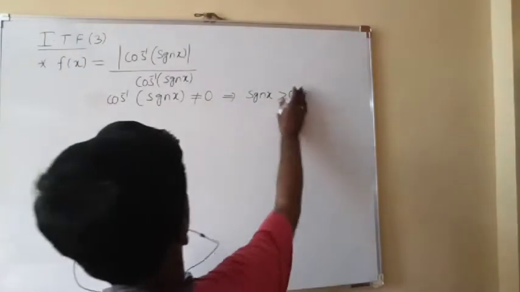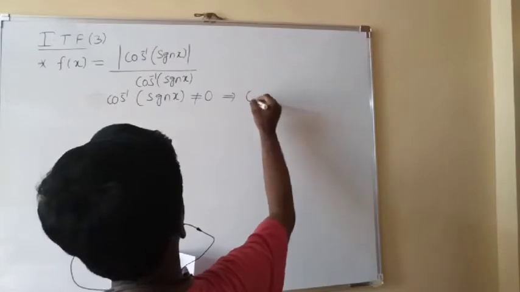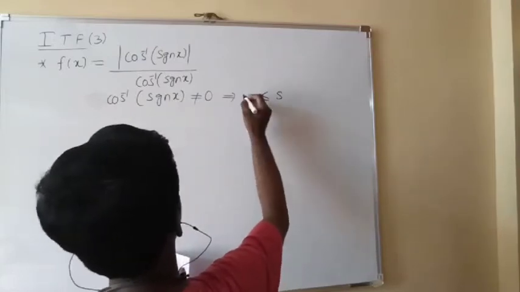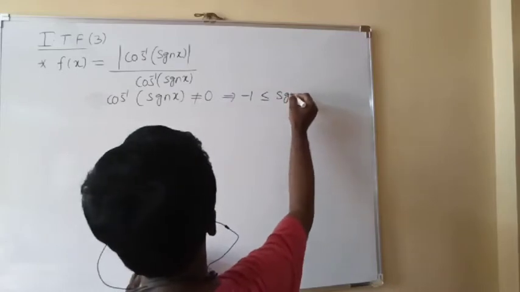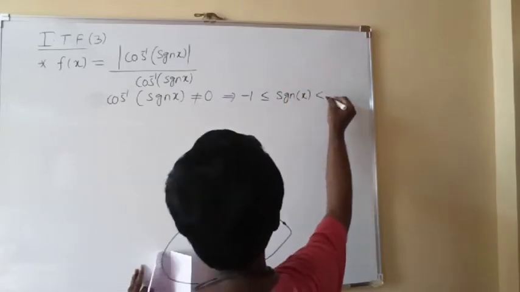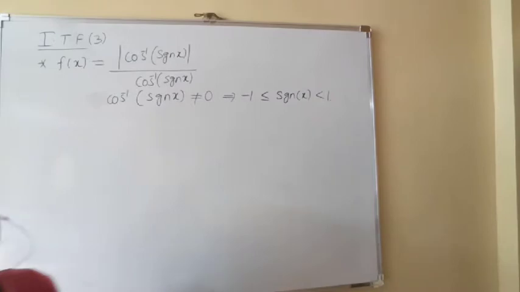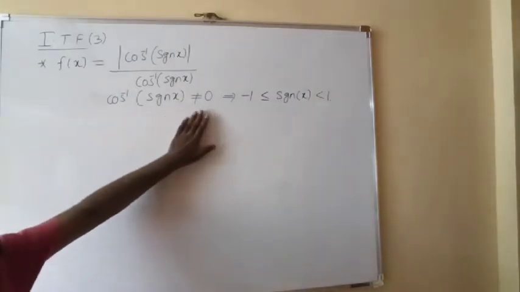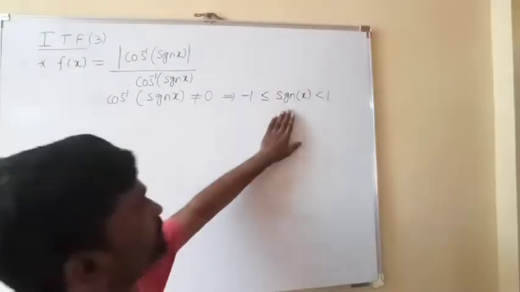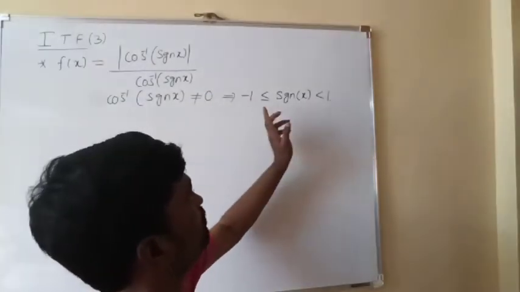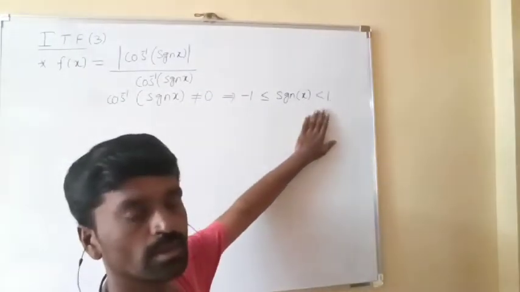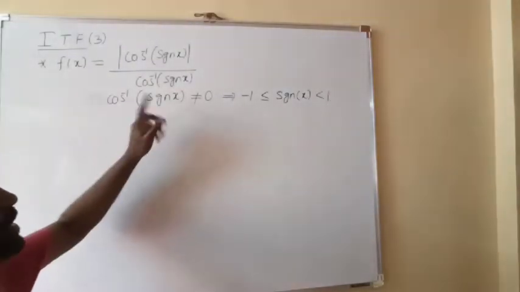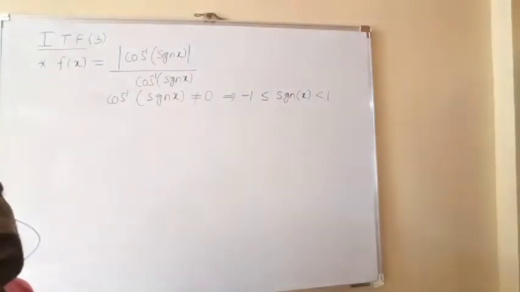So that means this particularly lies between minus 1 less than or equal to signum function of x less than 1, sorry. Cos inverse of signum function is not equal to 0 only when signum function of x lies between minus 1 and 1, minus 1 included but 1 not included. Because if you take signum function of x equal to 1, cos inverse of 1 is 0, but it should not be 0.